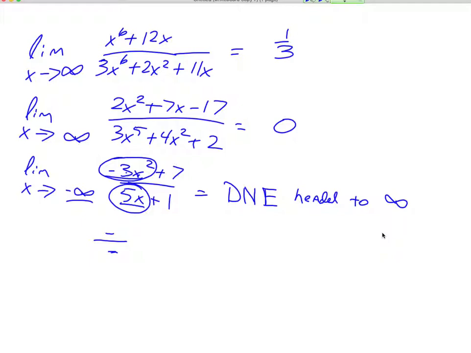Okay. So if I go to the graph of that, as I head out to the left, what should my graph be doing? What did we just figure out? It should be going up.